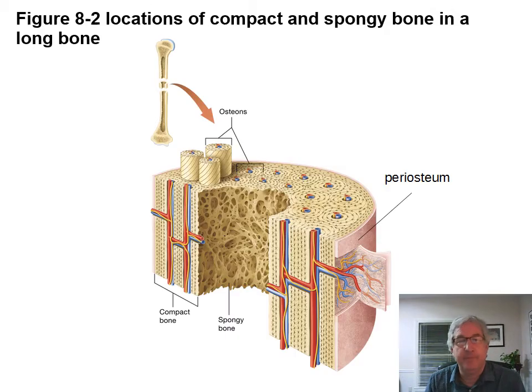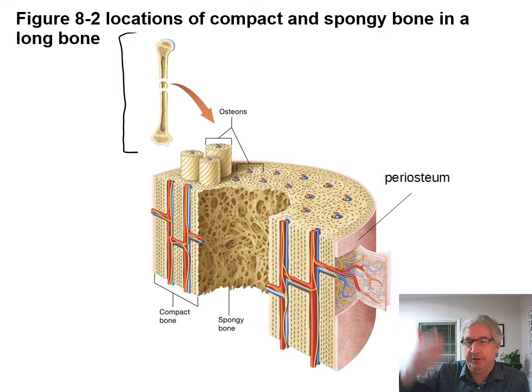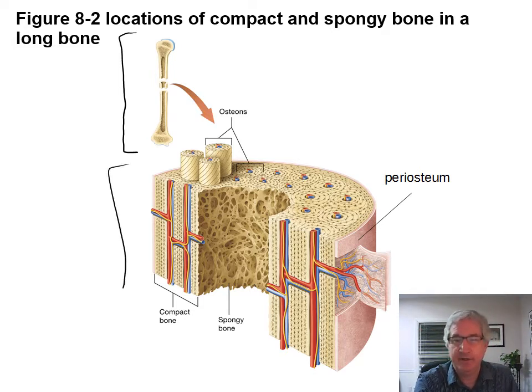Okay, next slide. Locations of compact and spongy bone in a long bone. This is your prototypical long bone, and it's been cut in a longitudinal section. Then you take a little tiny piece out of the middle of it, and this is what this part is here. On the outside here, this is cortical bone, and on the inside here, this is spongy bone.